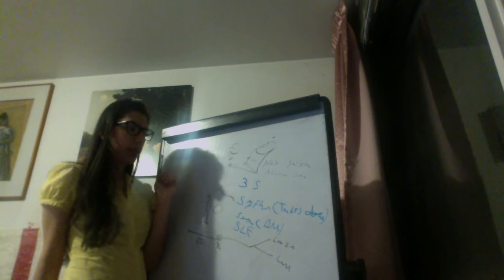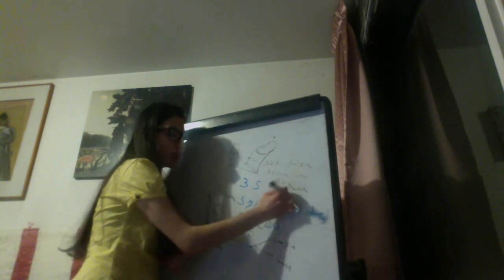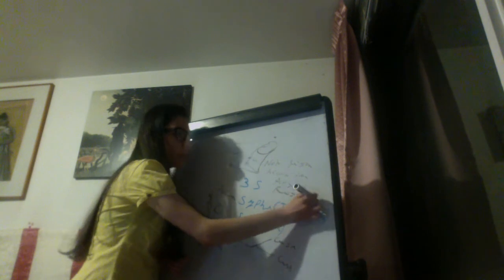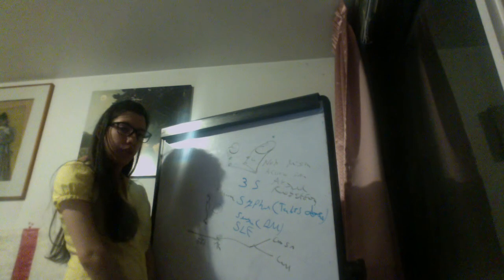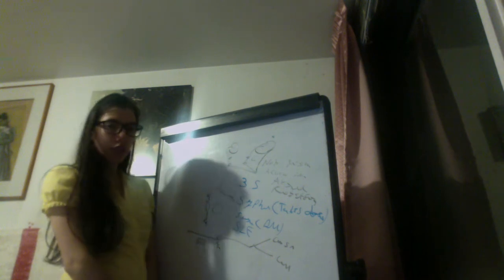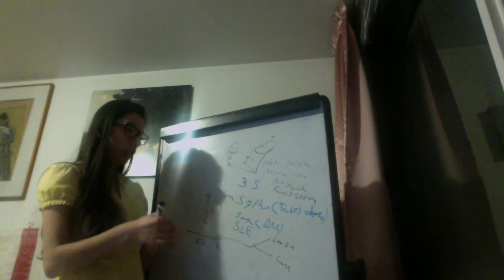Pupils of Argyll Robertson do not respond to light. So we would not see miosis when we do the pupillary reflex, but we would see accommodation. That is, we would see miosis when we do accommodation.